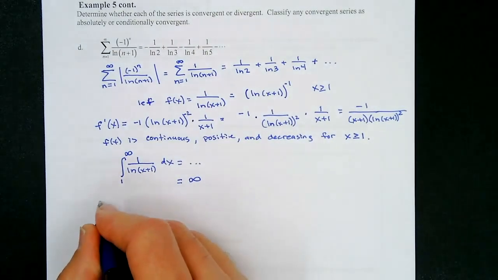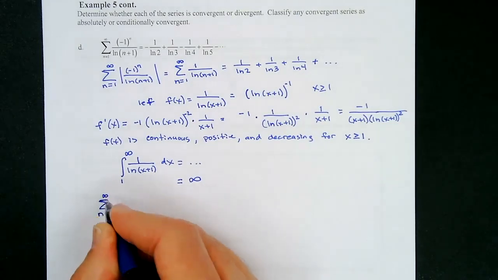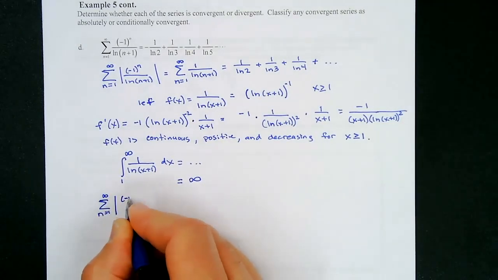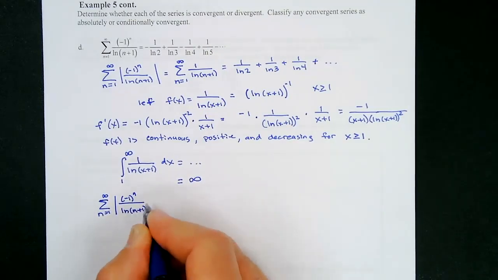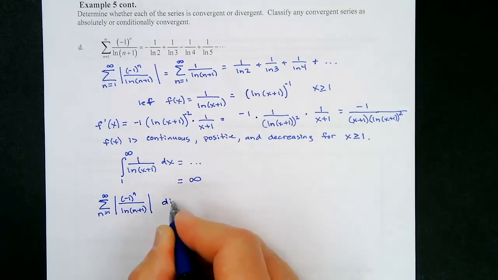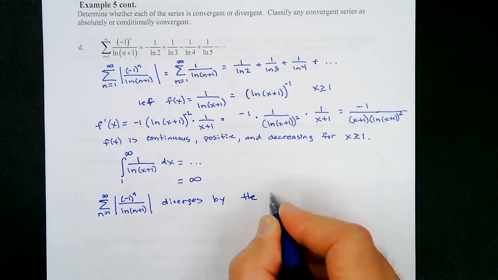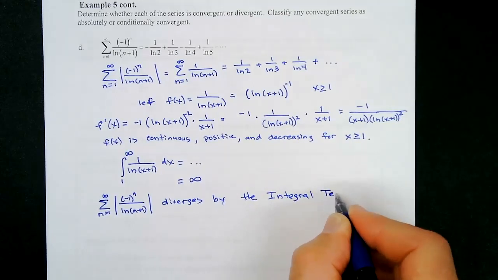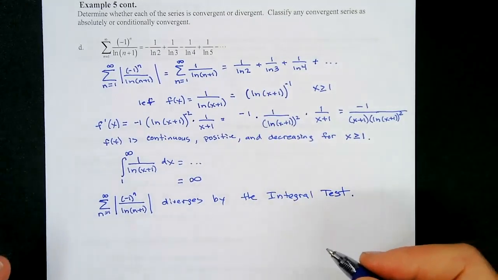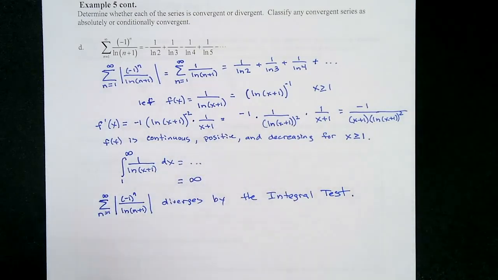So that means the sum from n equals 1 to infinity of the absolute value of -1 to the n over ln of n plus 1 diverges by the integral test. If you're doing homework on this, you actually have to work out the integral. I'm just skipping that to save some time here because we've practiced that a lot.